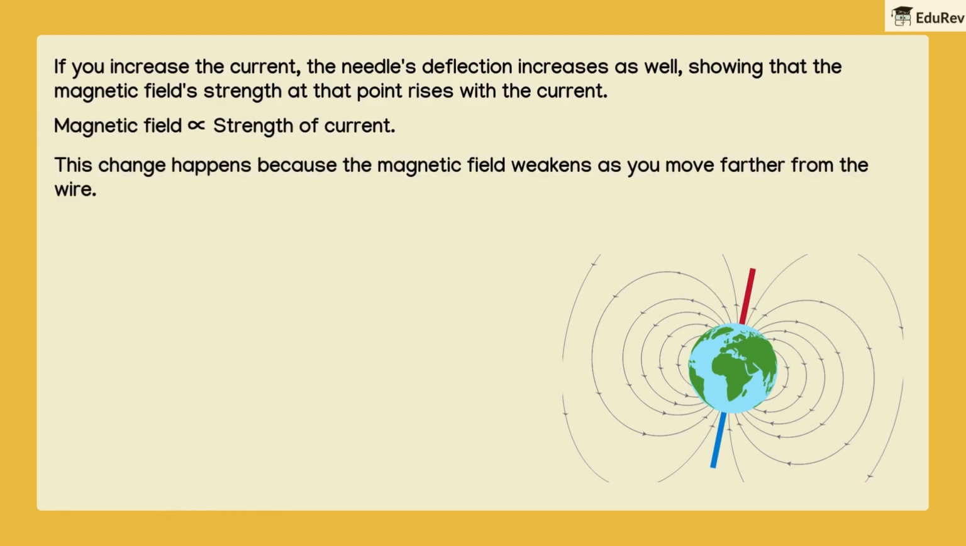This change happens because the magnetic field weakens as you move farther from the wire. Magnetic field is inversely proportional to distance from conductor.